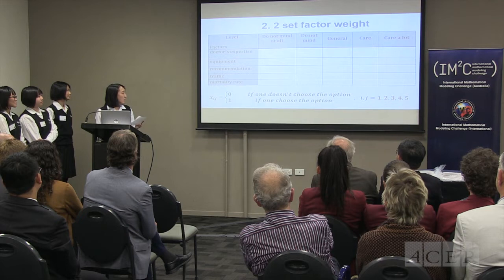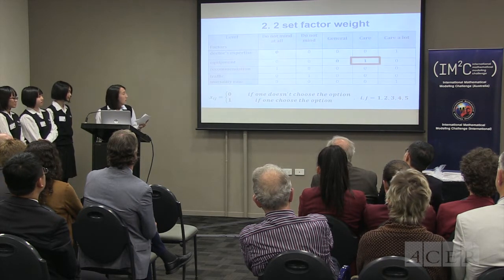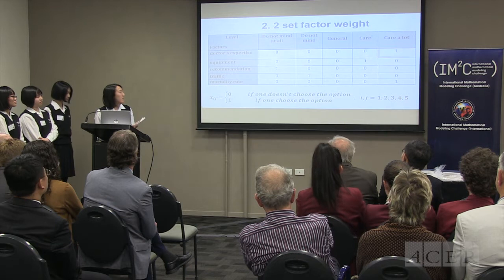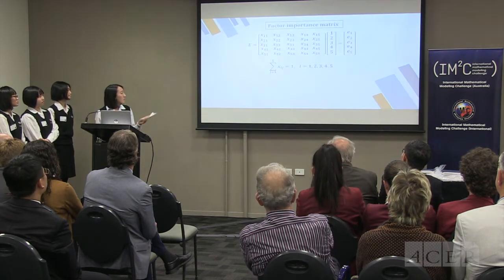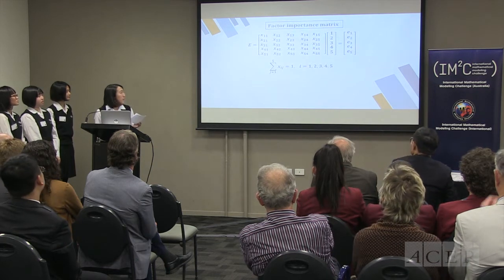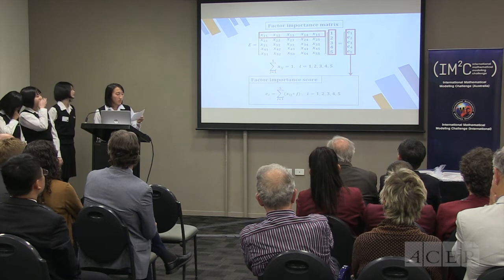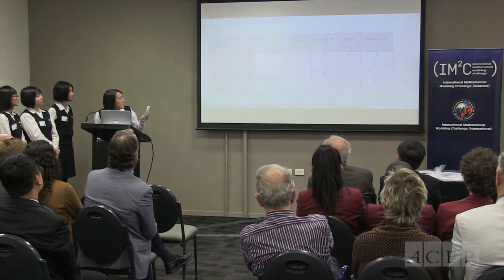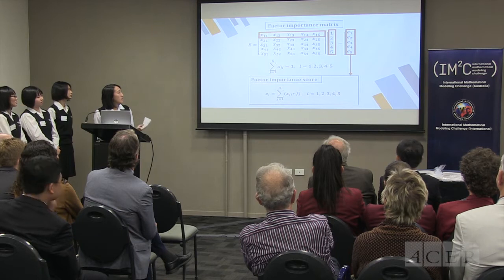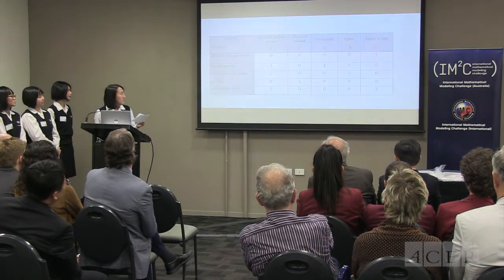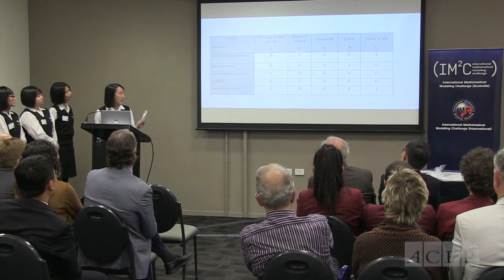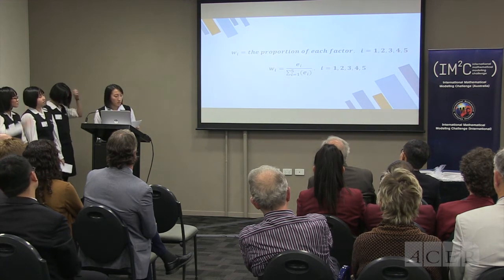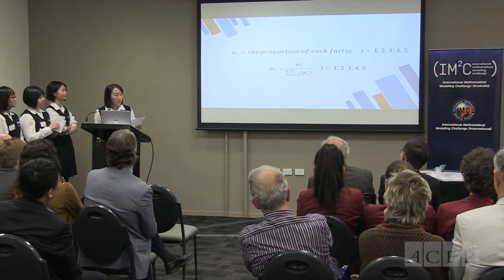And we use 0 and 1 to stand for whether the patient checked or not. In this example, the patient quite cared about the equipment and cared a lot about the doctor's expertise. And this is our factor importance matrix. We calculate the factor importance score by multiplying the score each level represents. The sum of each row is 1, because patients should choose only one option in each row. And this is an example of the factor importance score after we calculate it. Then we can get the proportion of each factor, and the sum of the proportions is 1.